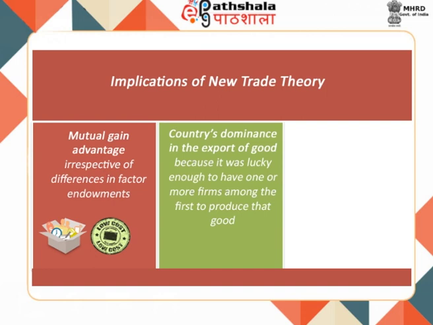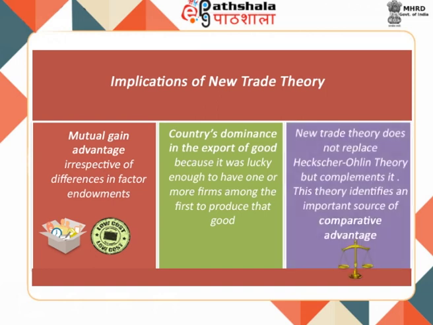This theory is at variance with the Heckscher-Ohlin theory because the Heckscher-Ohlin theory explains only part of trade. On the other hand, this theory is not at variance with the comparative cost advantage theory. Rather, it identifies an important source of comparative advantage as economies of scale increase productivity.